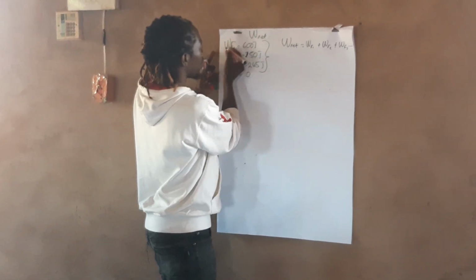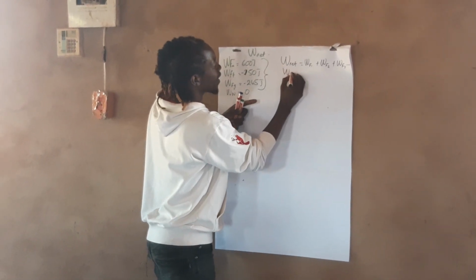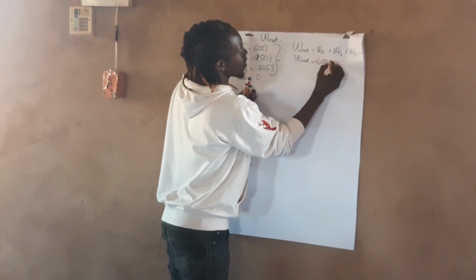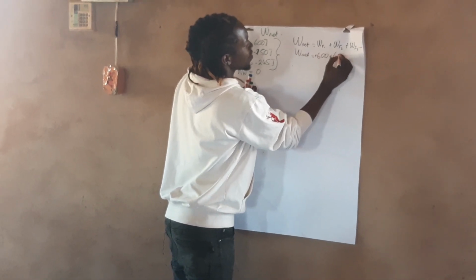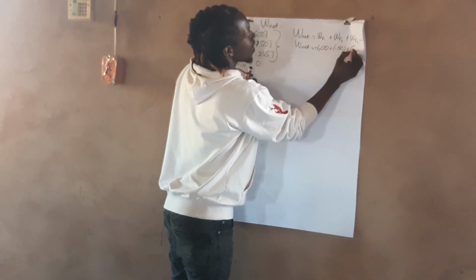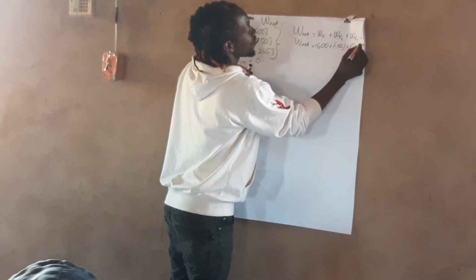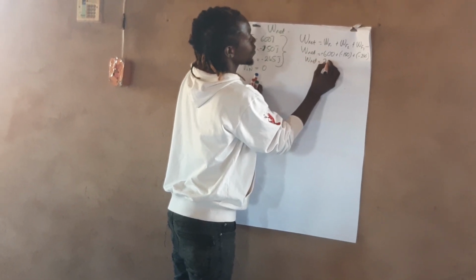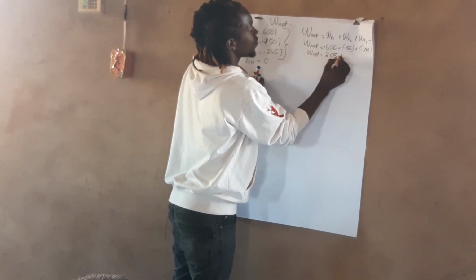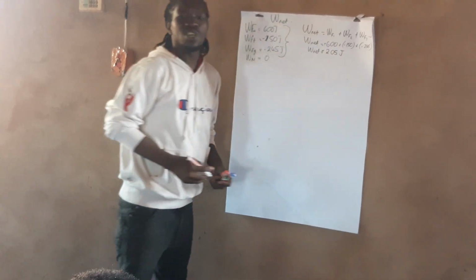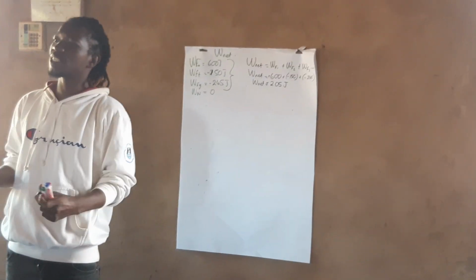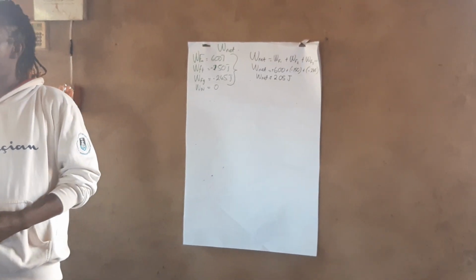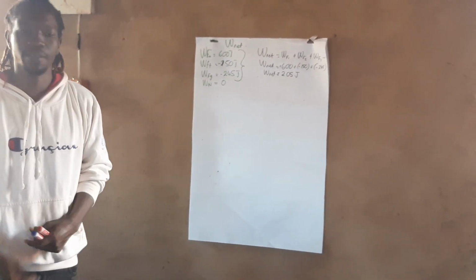So our work net will be equal to 600, which is positive, plus our negative 150, plus our negative 245. What do you get? 205. It's equal to 205 joules, which is positive. So it means that the net work is a positive work, so it is adding energy to the object, right?